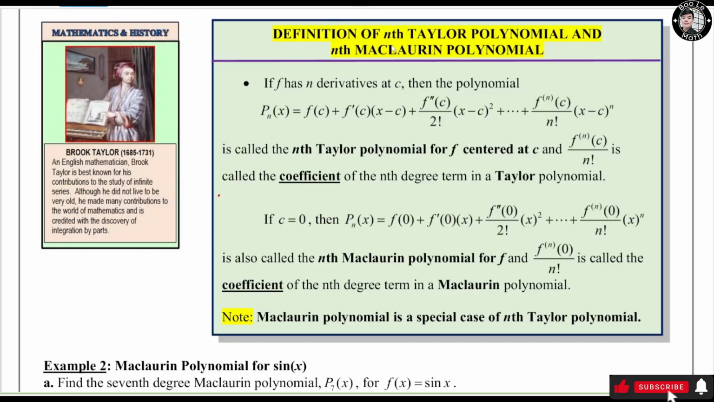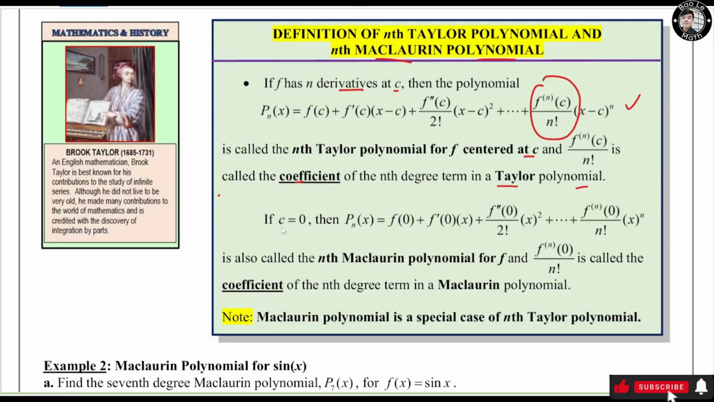We have the definition of the nth Taylor polynomial and the nth Maclaurin polynomial. If the function f has n derivatives at c, then the polynomial is given by this formula. It is called the nth Taylor polynomial of the function f centered at c, and this guy right here is called the coefficient of the nth degree term in a Taylor polynomial.